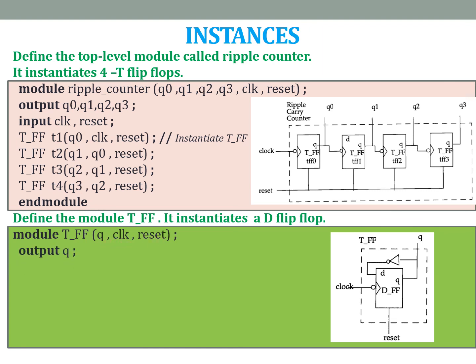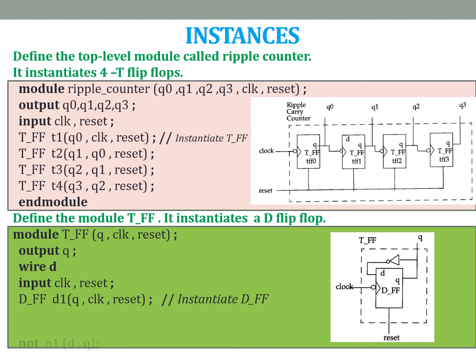Then we declare the output variables. We declare the wire and input. Why are we declaring the wire? Because we find an intermediate output here, which is the output of the NOT gate. So we are declaring a wire. Now we instantiate a D flip-flop with instance name D, and pass the variables Q, clock and reset.